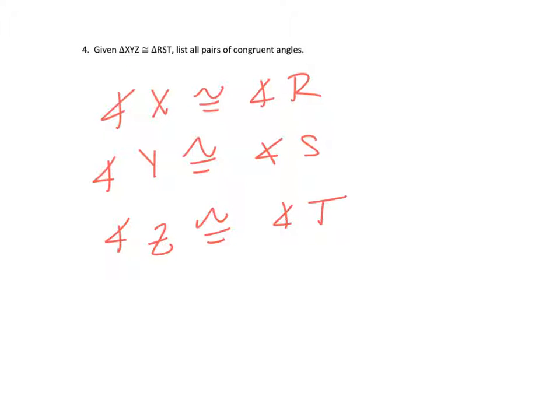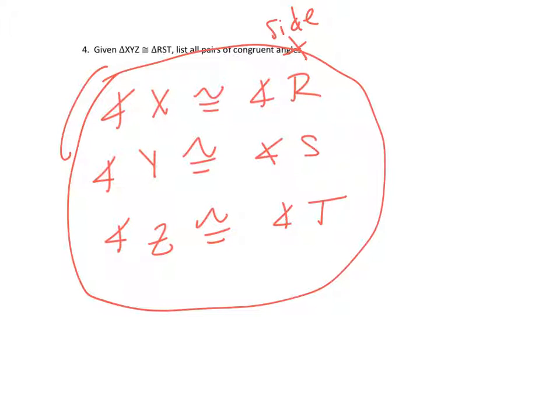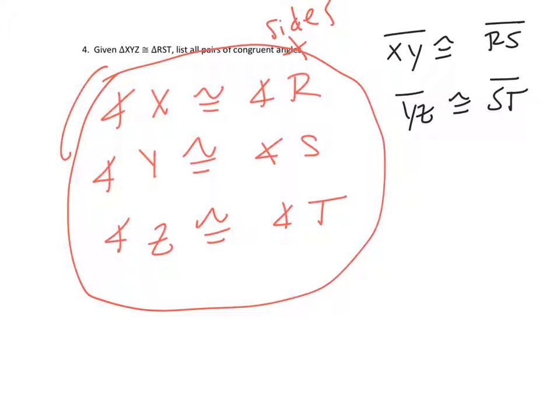You know, I just realized this one's actually supposed to say sides. So, well, fine, we'll leave the work. That's actually the answer for number 5, which we did in the example video. So let's do the sides, shall we? We're going to have XY congruent with RS, and YZ going to be congruent with ST, and ZX is going to be congruent with TR. There you go. That's your sides.